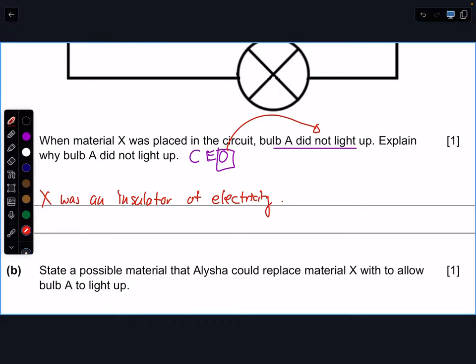Right? That's the first marking point. The second marking point is usually worth half a mark only nowadays, because everybody already knows. Hence, the circuit was open. Right? And electric current cannot flow through the circuit.